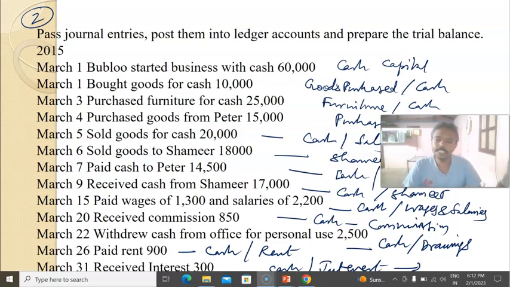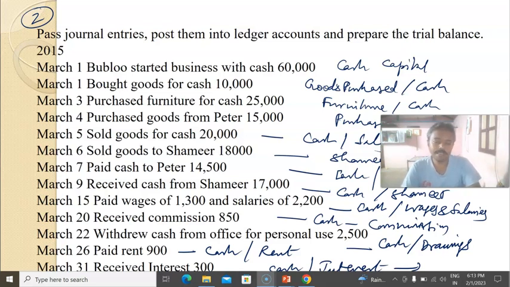Next, journal entry 2. March 1. Bought goods for cash rupees 10,000. Now again two accounts we have. One is goods purchased account and the other is cash account. Goods purchased is a real account. Cash account again is a real account. So goods purchased, debit what comes in. When you buy goods, goods come in, so debit what comes in. You need to pay cash, so cash goes out. Cash, again a real account, goes out, so credit what goes out. So goods purchased account debited to cash account, rupees 10,000.